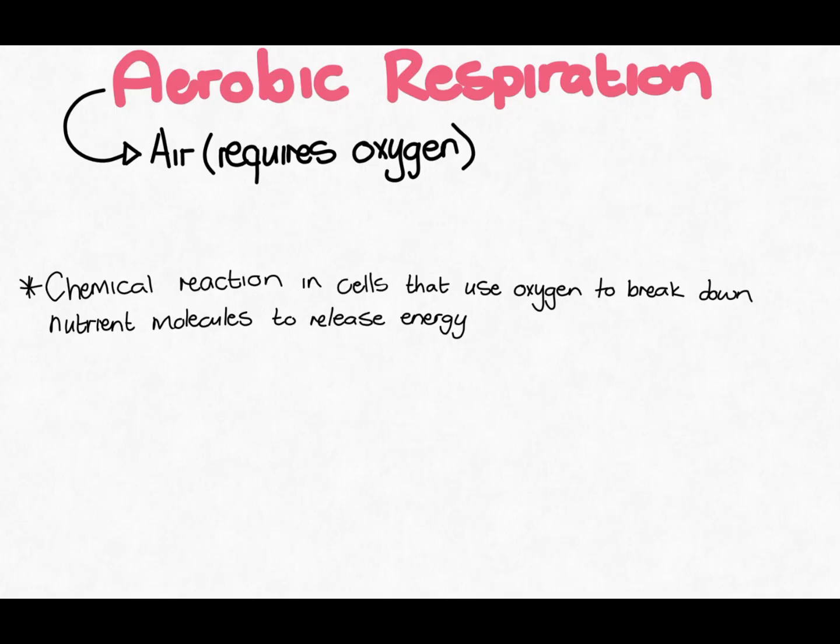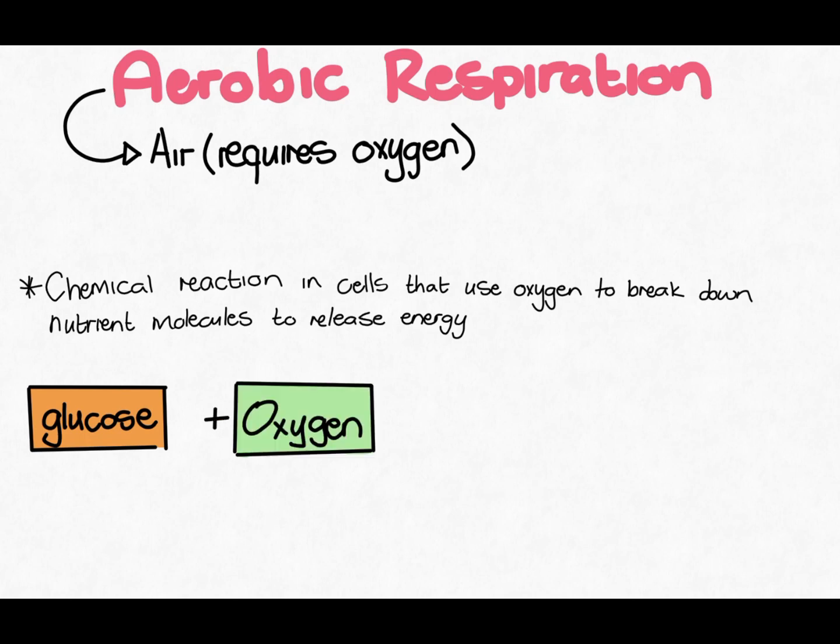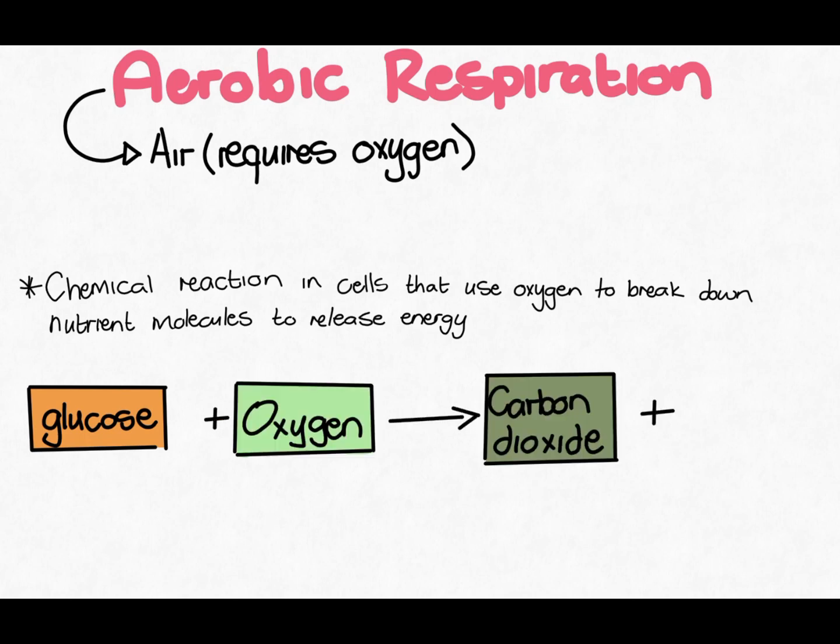Now this chemical reaction is the complete breakdown of glucose to release a relatively large amount of energy that can be used in cell processes. Now this produces carbon dioxide and water, as well as releasing useful cellular energy. So in this reaction, glucose and oxygen react to produce carbon dioxide and water, and of course ATP.